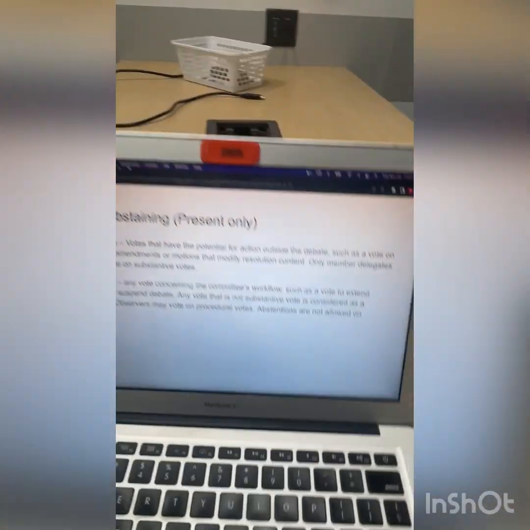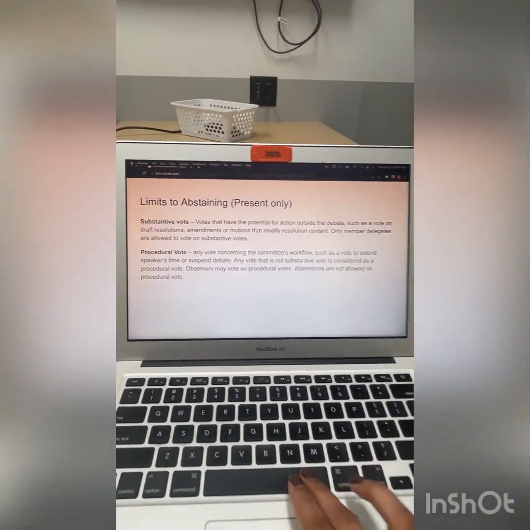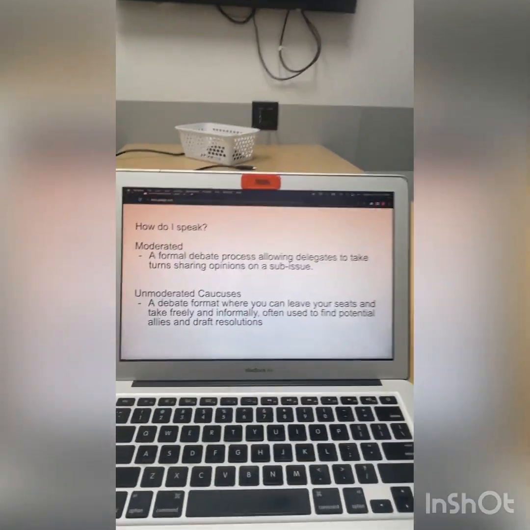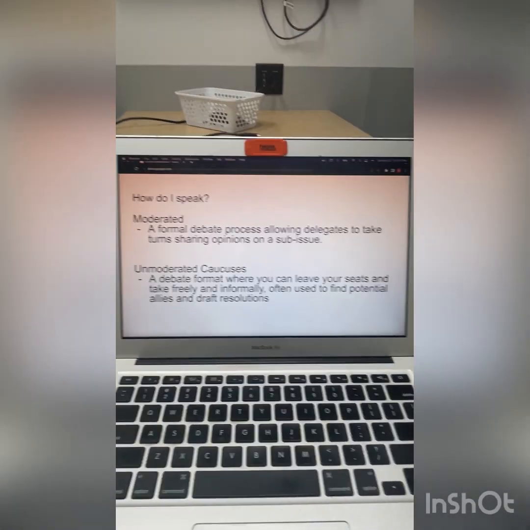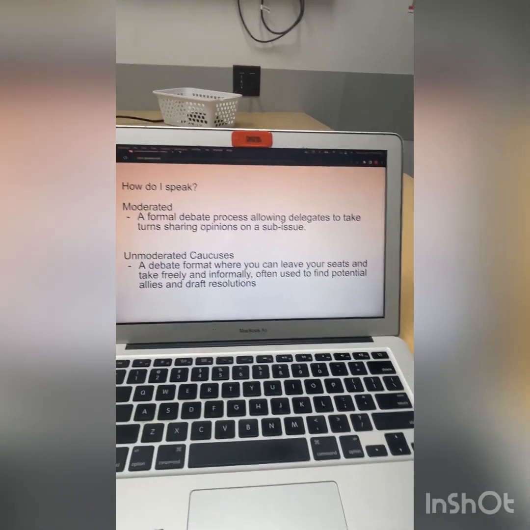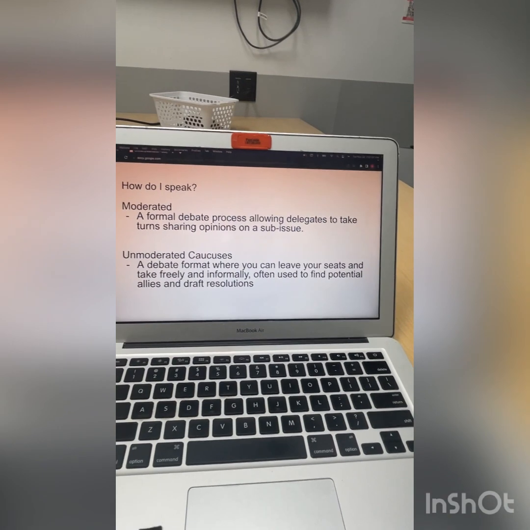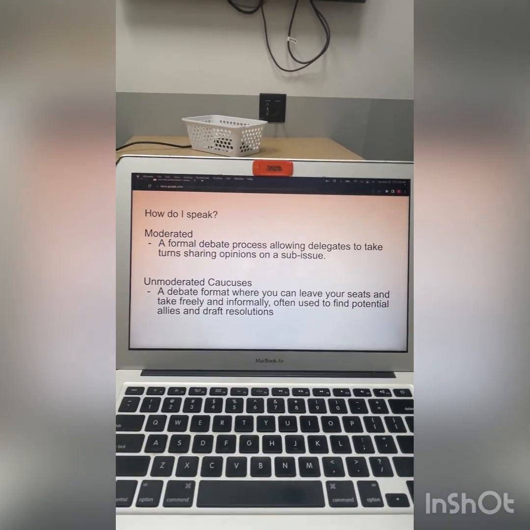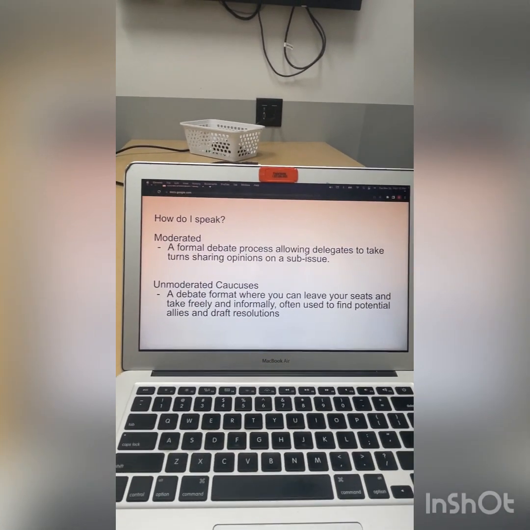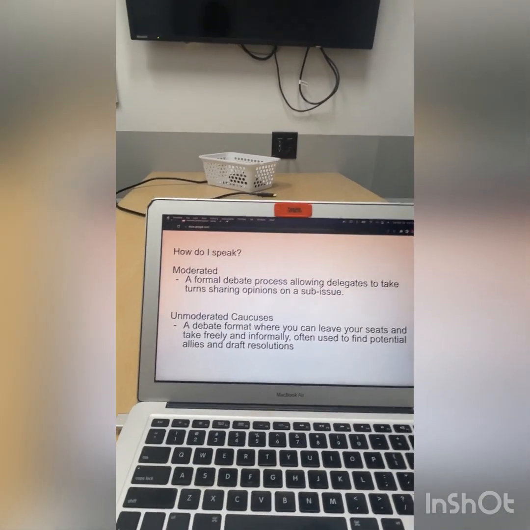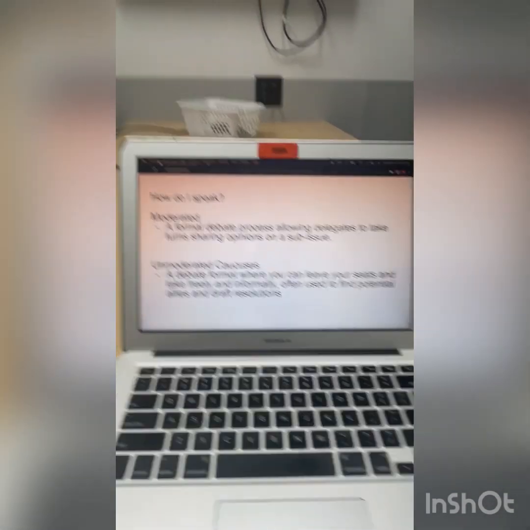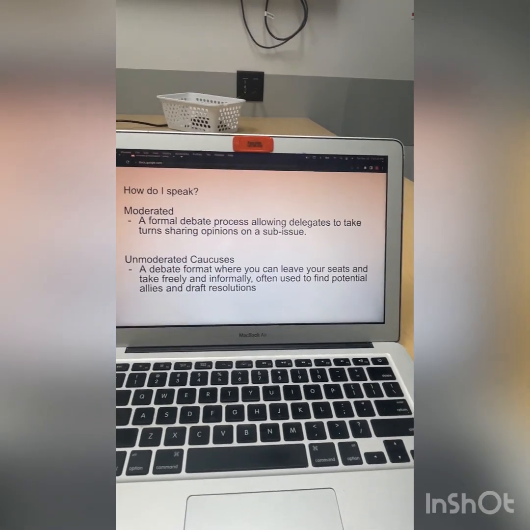So how do you even speak to begin with? Well, you have moderated caucuses and unmoderated caucuses. In moderated caucuses, you have a formal debate process that allows delegates to take turns sharing opinions on sub-issues, which leaves very little room for cross-debating. It's a very formal procedure in which people get to take time to speak without being interrupted and voice their opinions. So it's good to get on the speakers list for this.